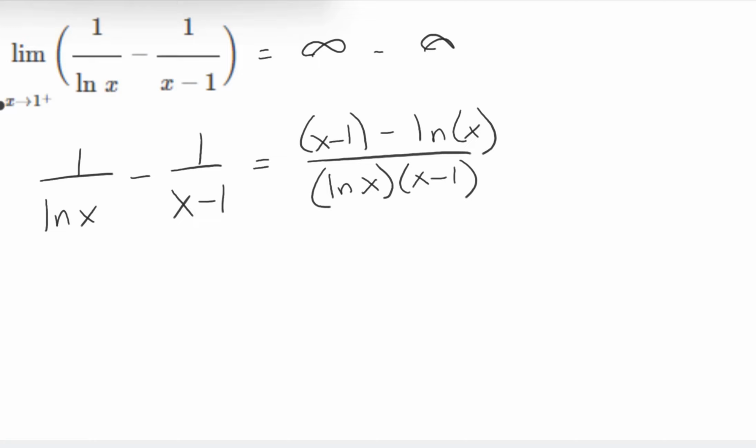So now if I look at this, this actually ends up going to 0 over 0. Because the x minus 1 goes to 0, the ln of x goes to 0. So it basically ends up being 0 over 0, which is an indeterminate form. So therefore, I have to do L'Hopital's rule.